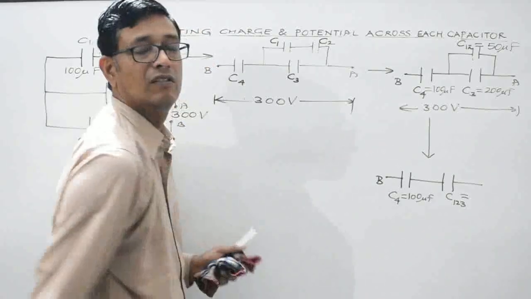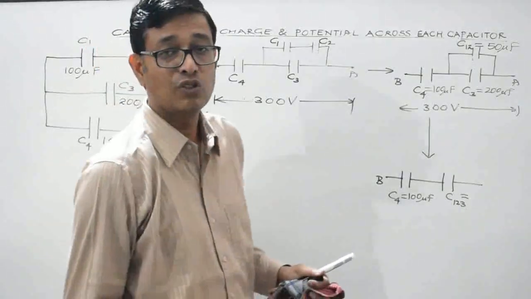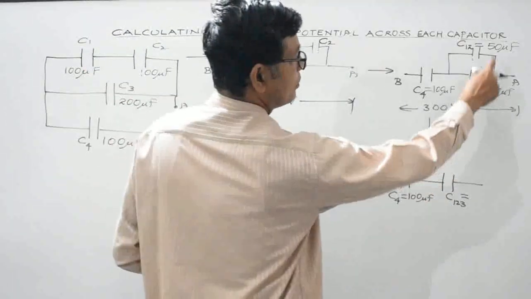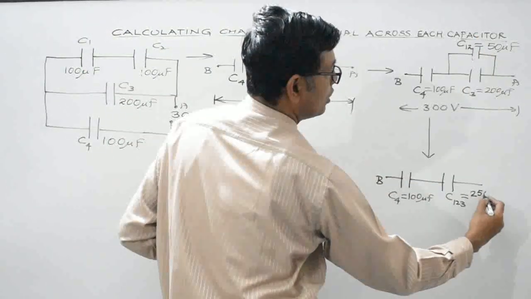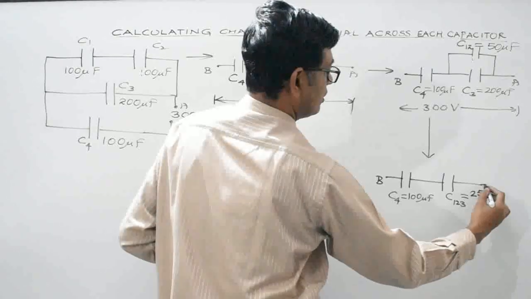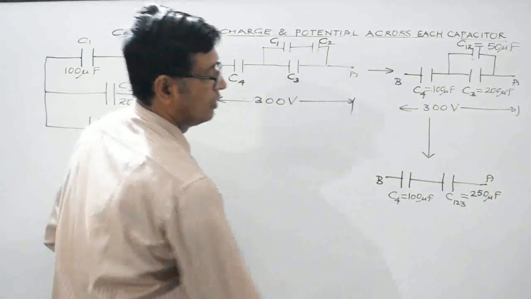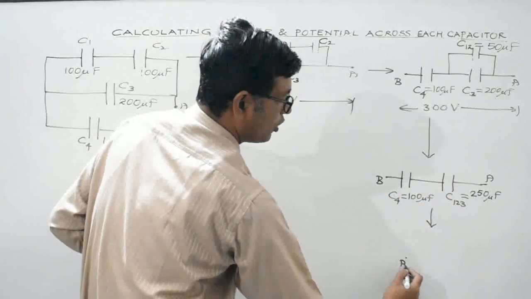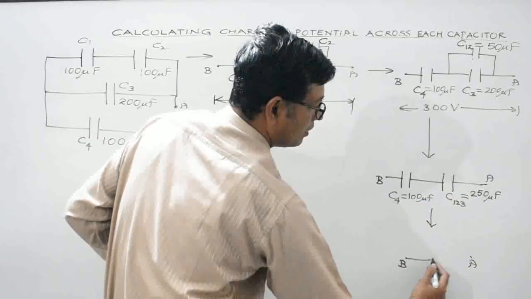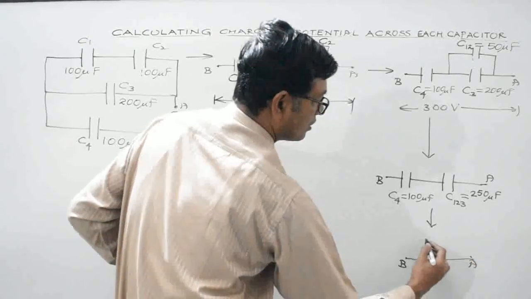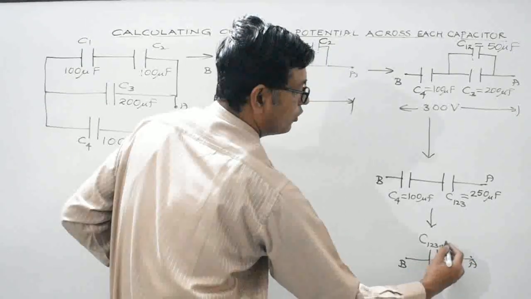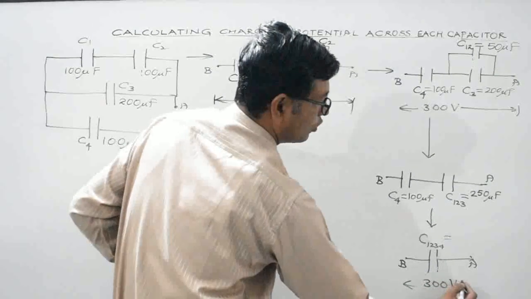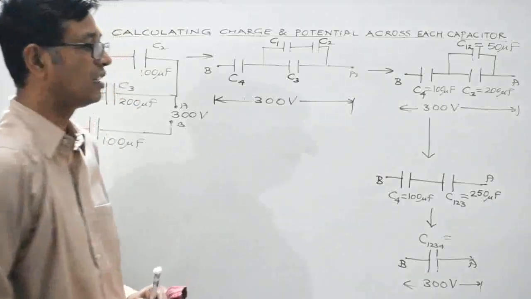These are in parallel. In parallel, the formula to be used is C net equals C1 plus C2 plus C3 and so on. So 200 plus 50 will give us 250 microfarad. This is point B. Further, these two are in series. This is point B, this is point A. So the resultant capacitance C1234, and the potential difference across them is given to be 300 volt. What's the resultant capacitance?